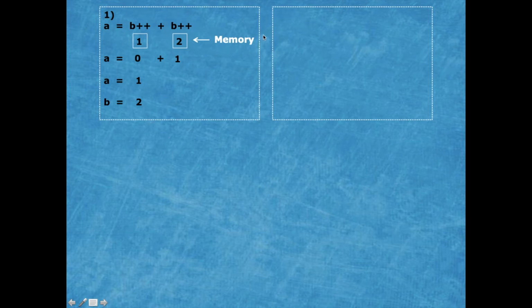Okay, now let's go to the second expression, which is this. a equal to ++b + ++b. Alright. So once again, over here you will see computer memory. Now we go from left to right, so we come across ++b first. Now this is pre-increment, which means that its value will be increased in the memory first. So look, the value will be increased here to 1.